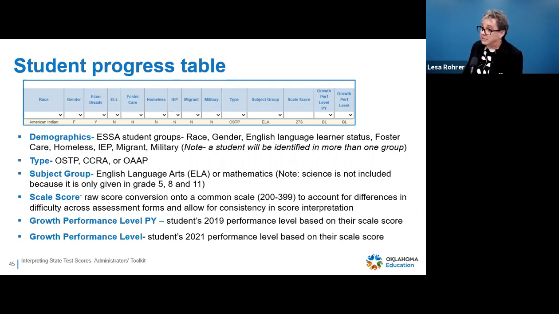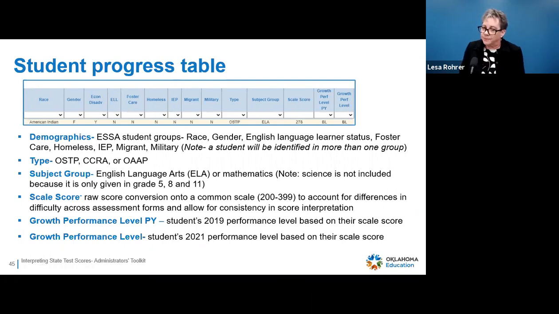A student can't test in science in 2019 as a third grader, and then again in 2021 as a fifth grader because we don't have a science test in third grade. So this is really just looking at English language arts and mathematics because we test those across grades 3 through 8. 11 is not included because that doesn't meet the criteria. So this is going to be for your elementary and your middle schools.